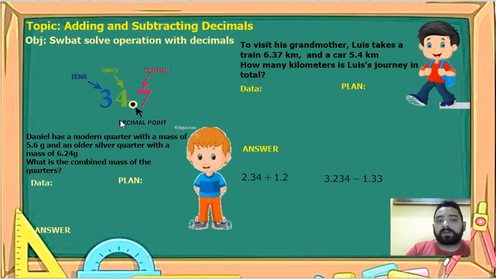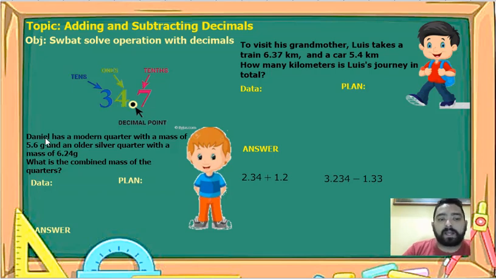Remember, before we start with this topic, it's necessary to identify that the first one are the tens, this one are the ones, and after the decimal point we have the decimal places. In this case, this is tenths. We can have hundredths, thousandths, ten-thousandths, and something like that.